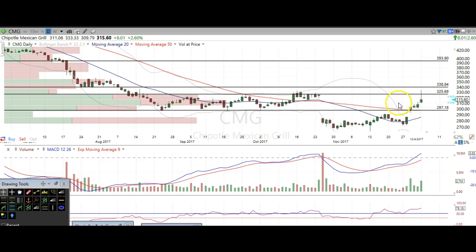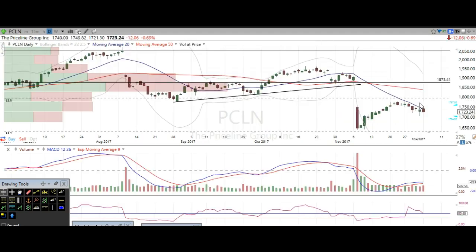So we've got this main resistance up here. You can see that. It's also the gap fill. Here was that high getting rejected right there. These highs right there. So a lot of resistance there, and you can clearly see it's reacting to this level right here. The next one we're going to take a look at is Priceline.